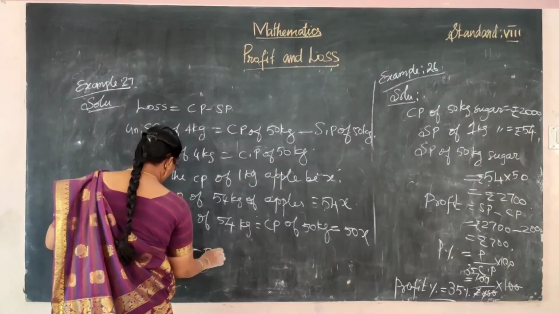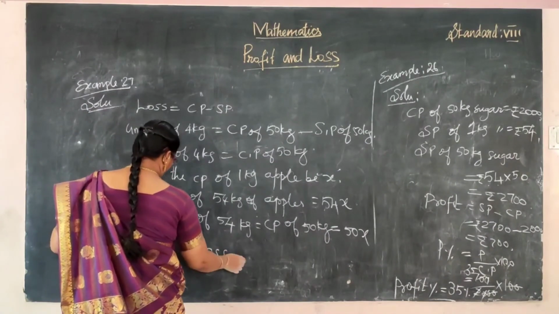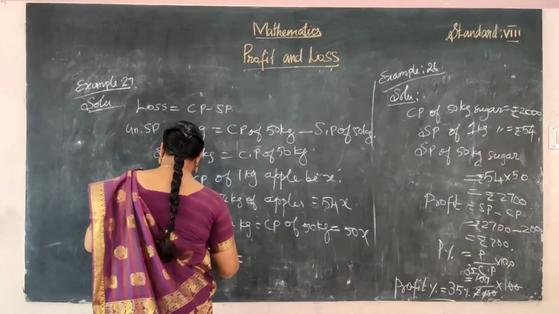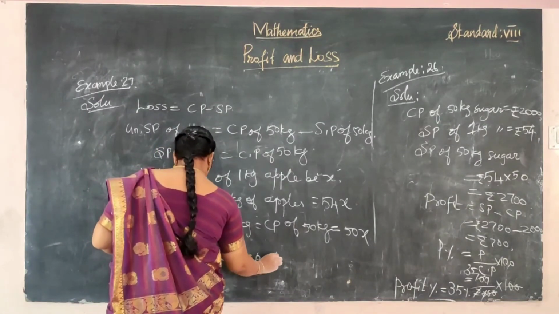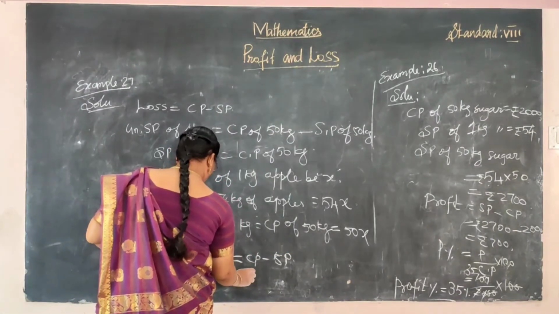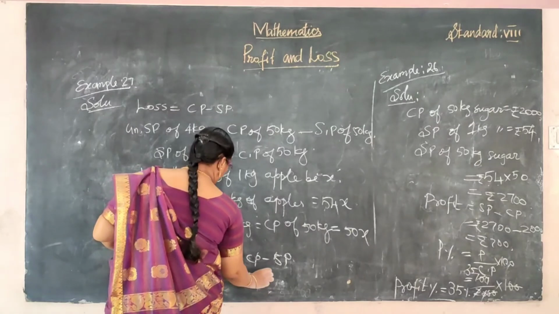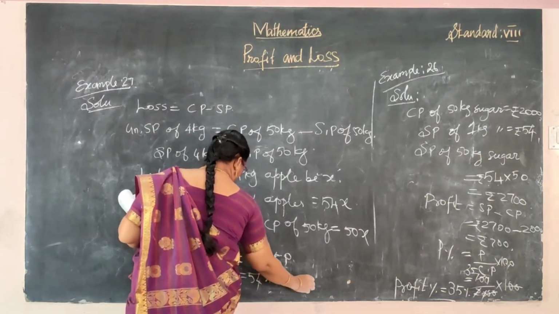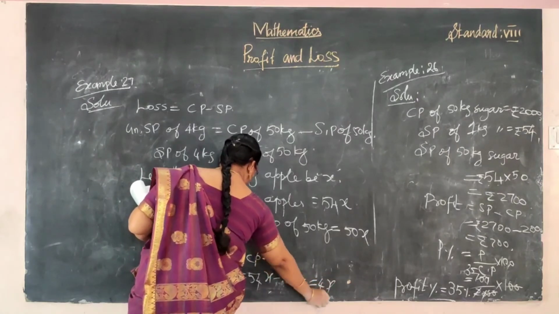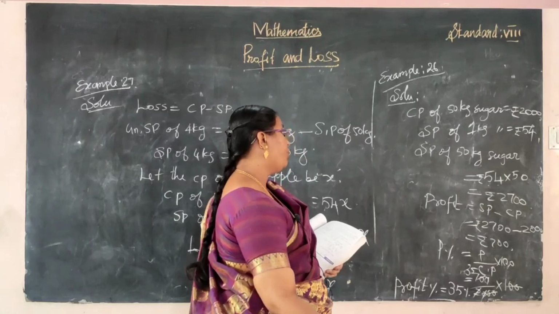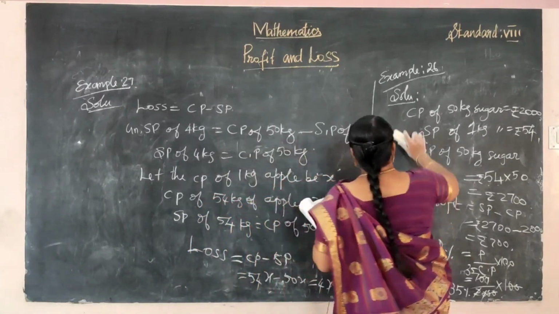Now we have to find the difference. So loss is equal to CP minus SP. So 54x minus 50x equal to 4x. Now find the loss percentage.